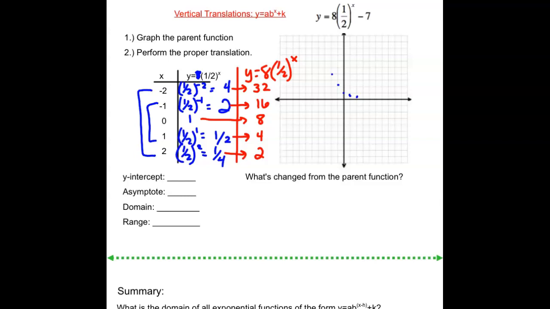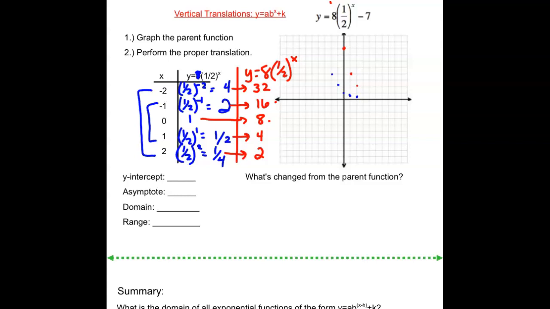We have at negative 2, we are way up at 32, which is off my graph. That's okay. We're going to have enough points. 16 is even off my graph. But let's get this one in there. 0, 8, 1, 4, and 2, 2. Okay? So remember, this point was way up here, way high. Okay? So we are coming down, leveling off at that x-axis.